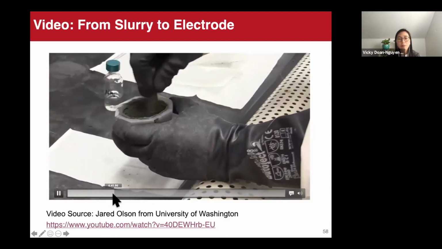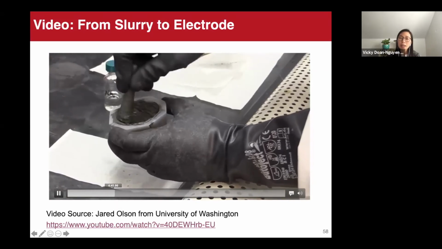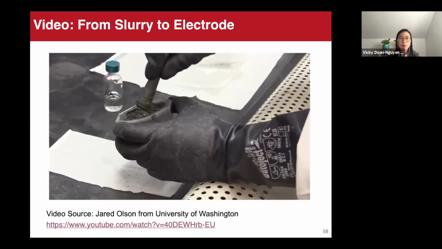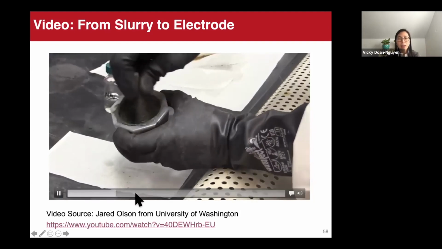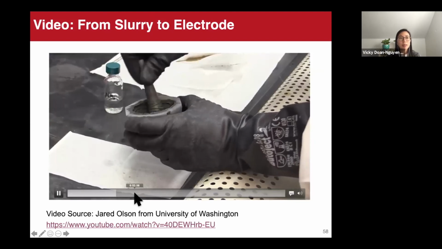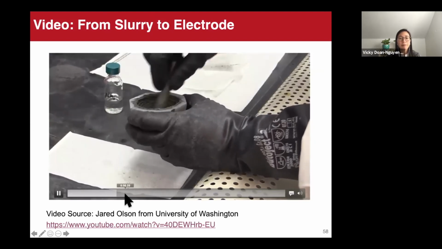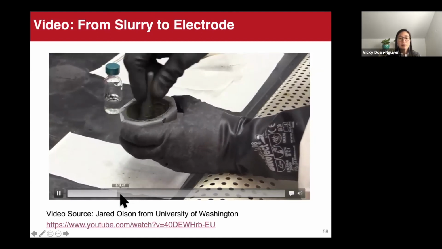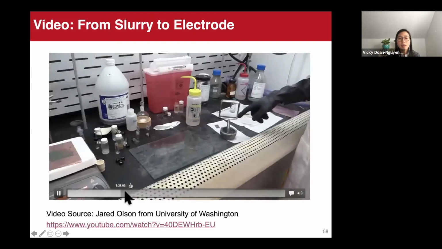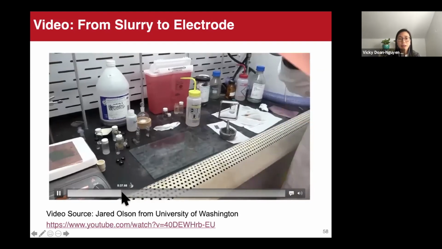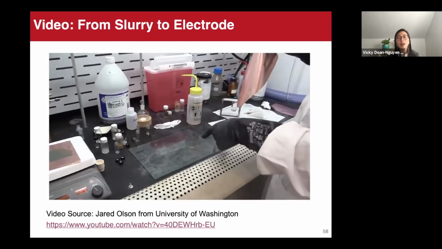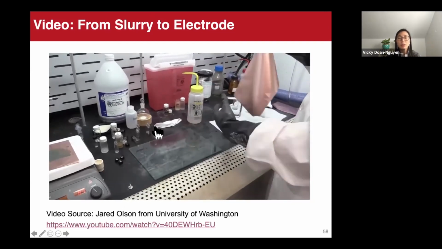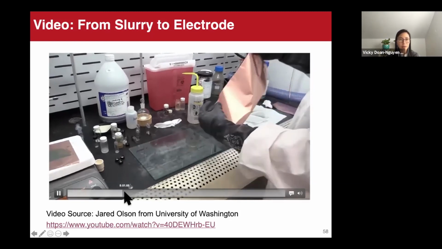As the powders are mixed, you could see that a paste is forming, and it will become a slurry. You can see there. And once that is well mixed, that will be doctor bladed onto a piece of copper current collector. We'll be using aluminum for the cathode side.